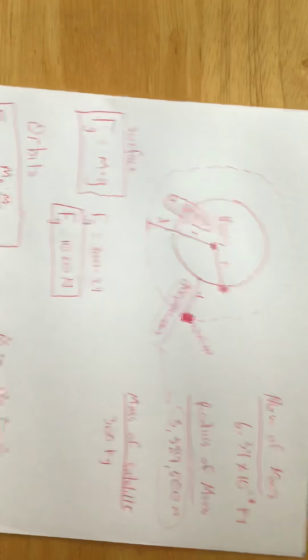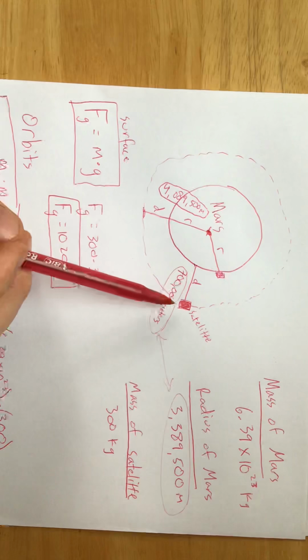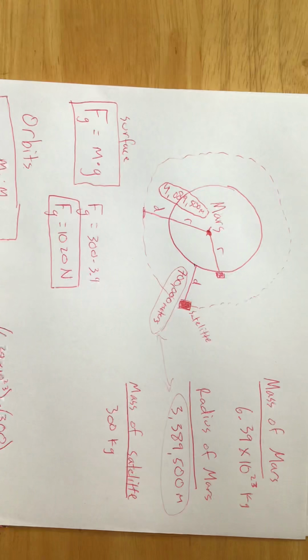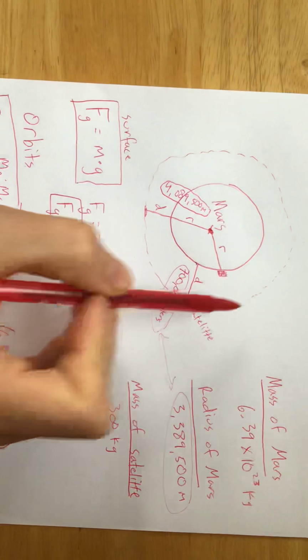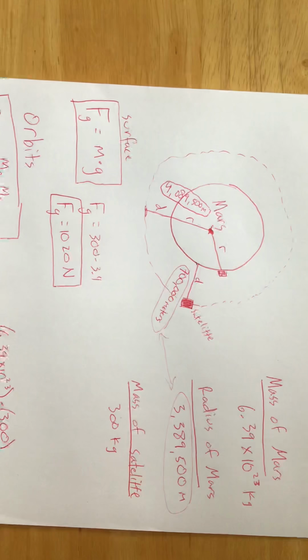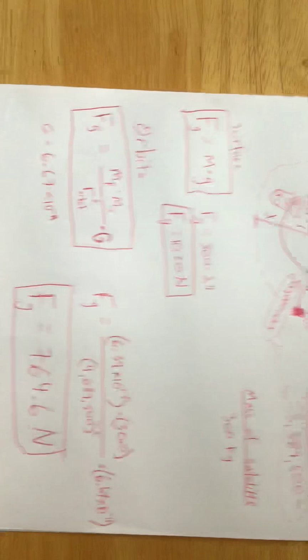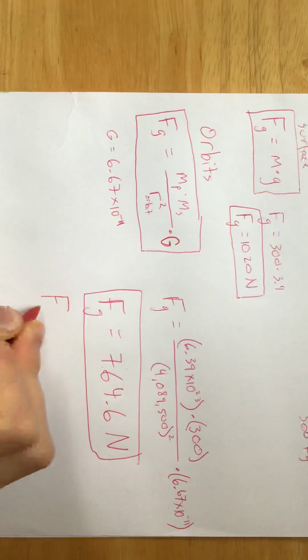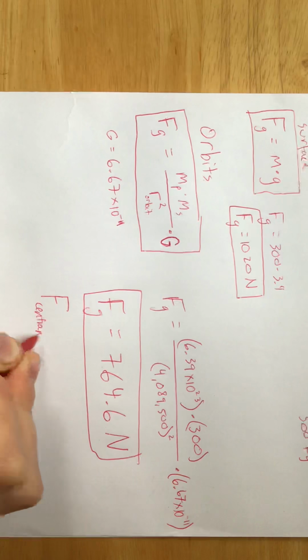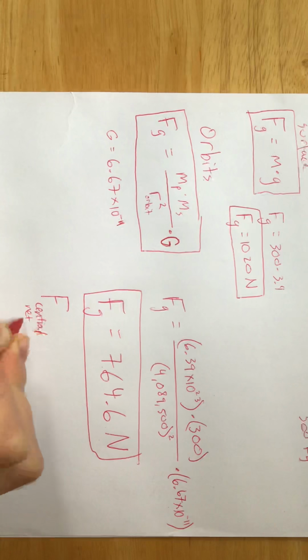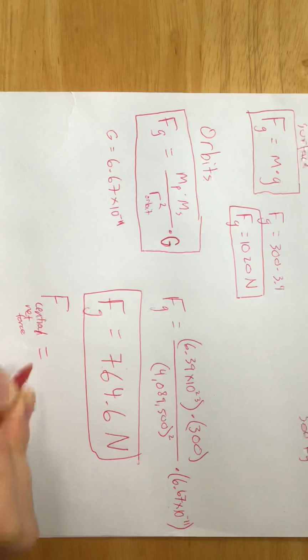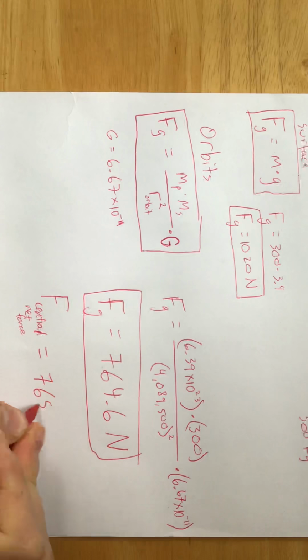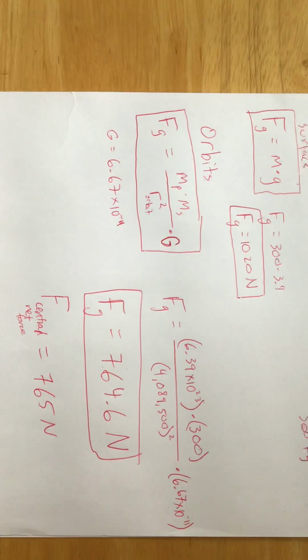So what we've done here is we've found how big the force of gravity is as this satellite is in orbit. Well, the satellite is moving in a circle, right? And a thing only moves in a circle if there's a force pointing toward the center of that circle while it moves around and around. That means that this force of gravity is the same as the central net force. So the central net force is 765 newtons. I'm just going to round it to make it easier.